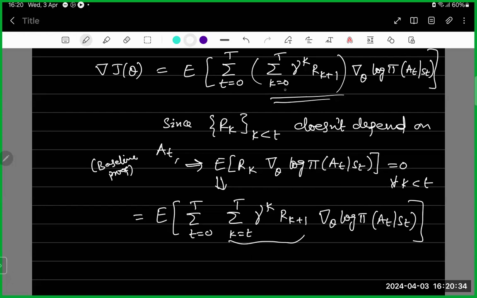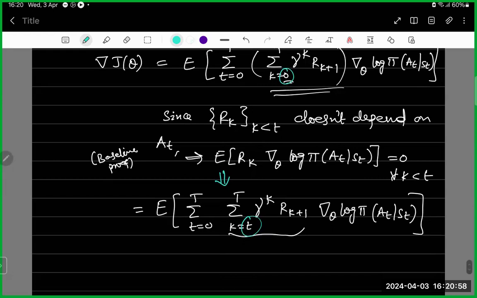Fine. I'm just changing the summation index. Instead of looking from k equal to 0, I'm just looking at it from k equal to t. That's all I'm changing here because of that rule. Okay, so what is this equal to? Is this equal to G_t, or is any minor change required?